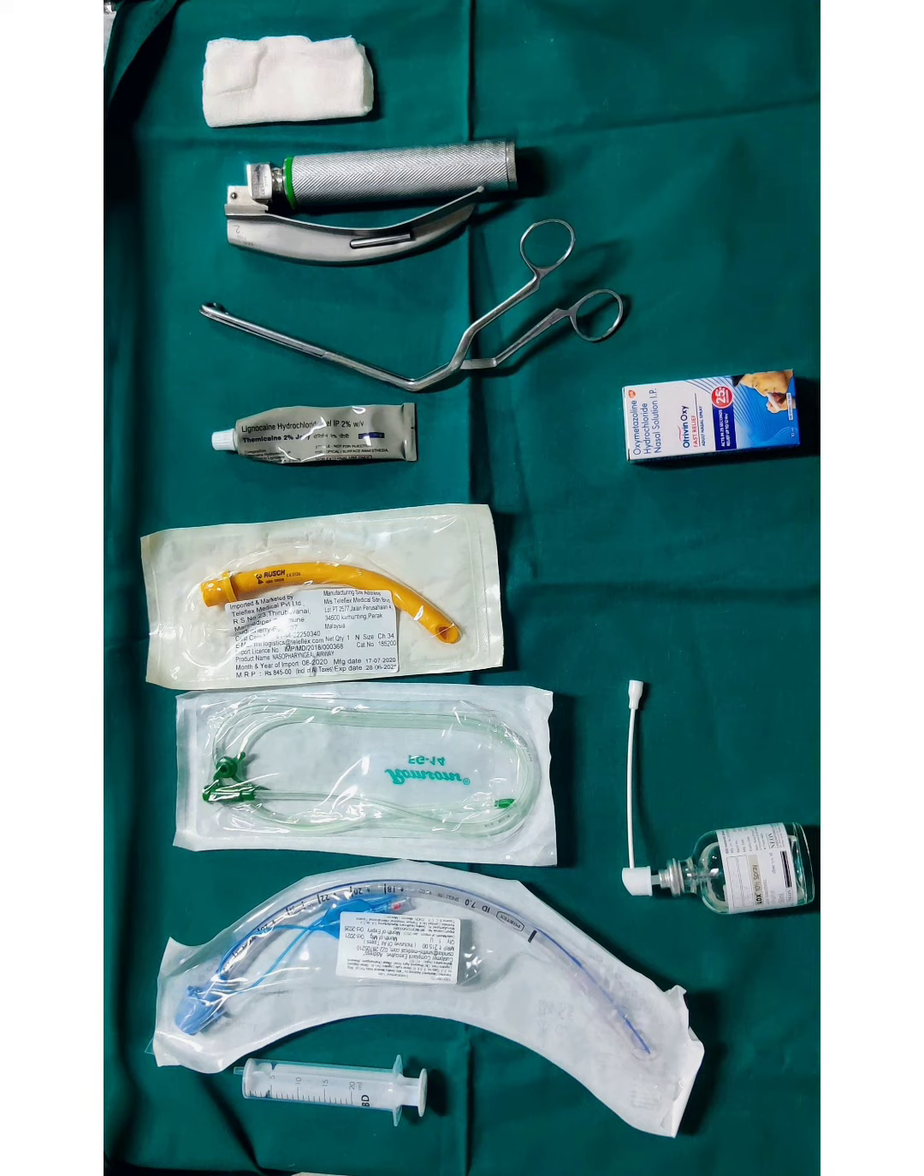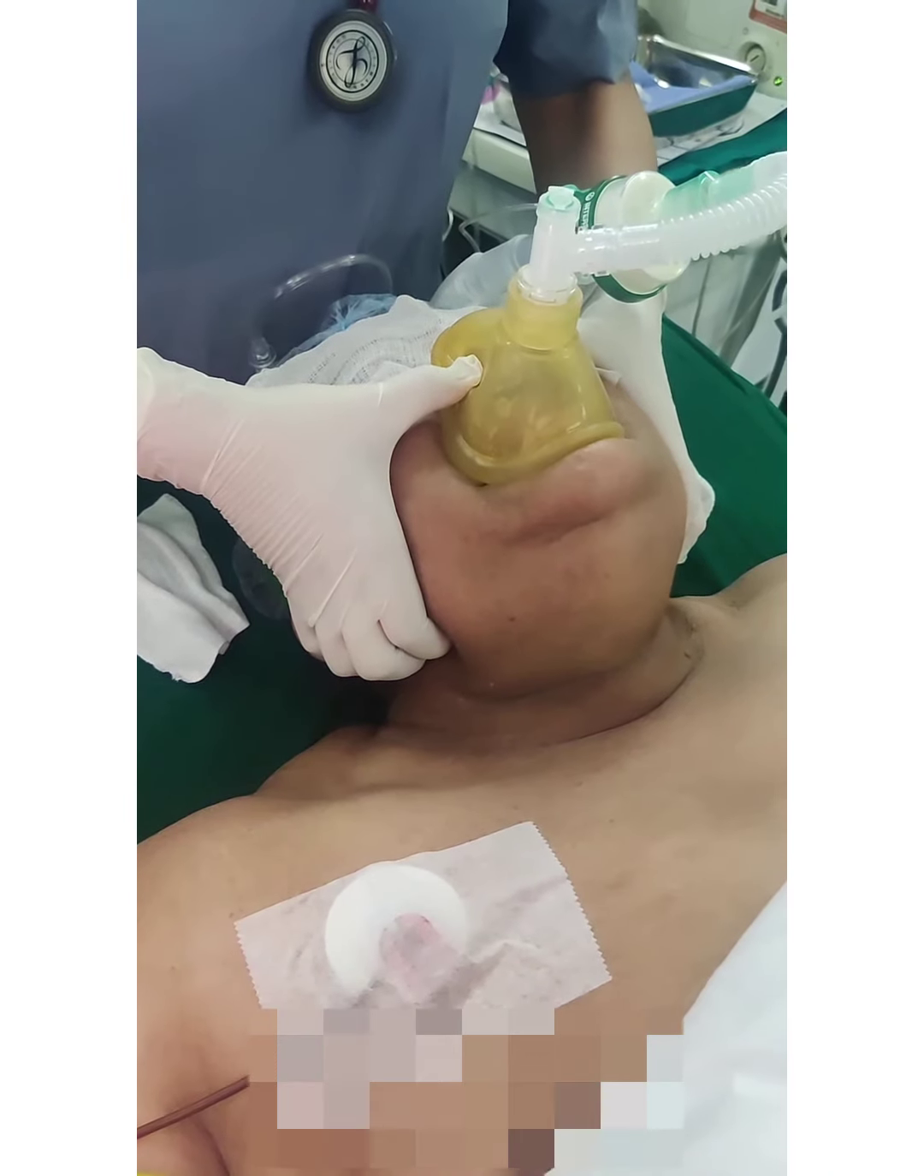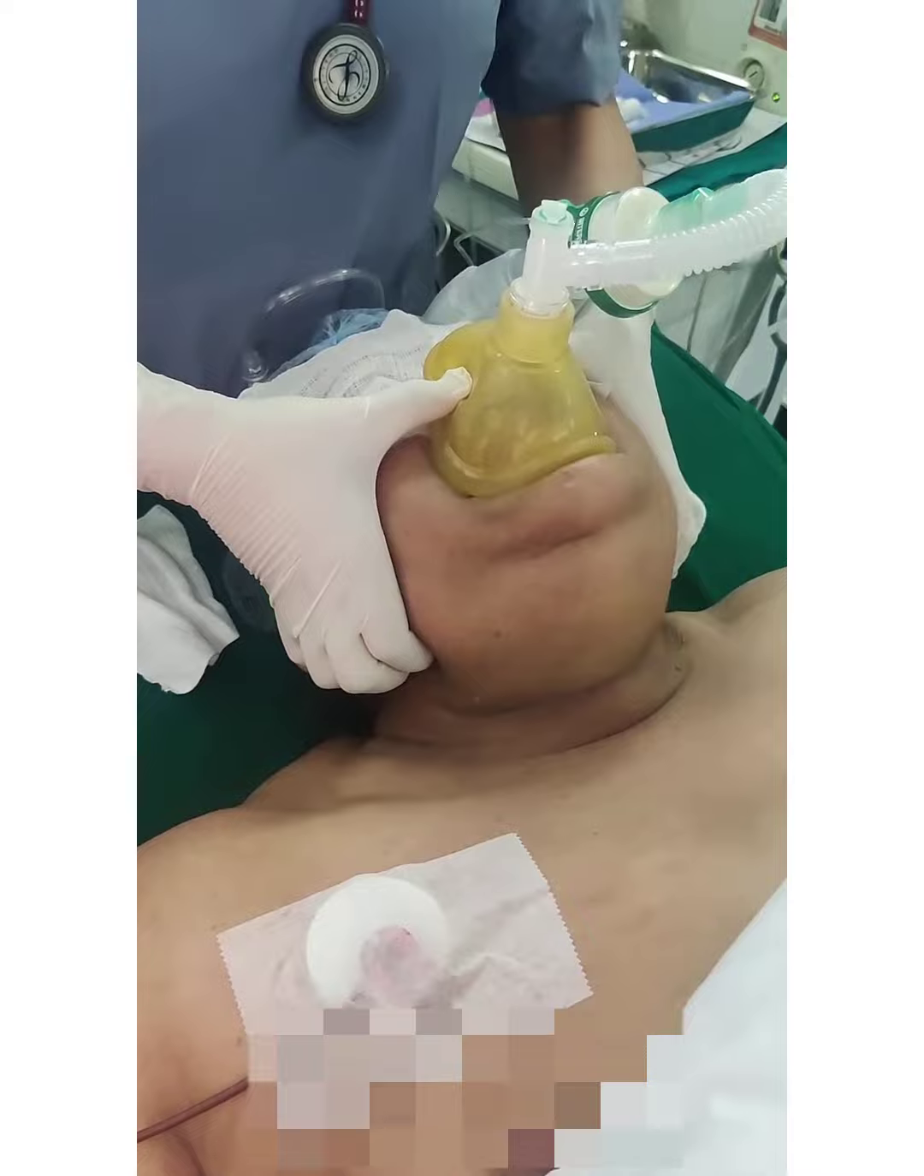A regular endotracheal tube could be used, either a PVC tube, an armored tube, red rubber, or a South or North pole tube, and of course the laryngoscope and the Magill's forceps to guide. Our patient is under general anesthesia in supine position with head in neutral position.